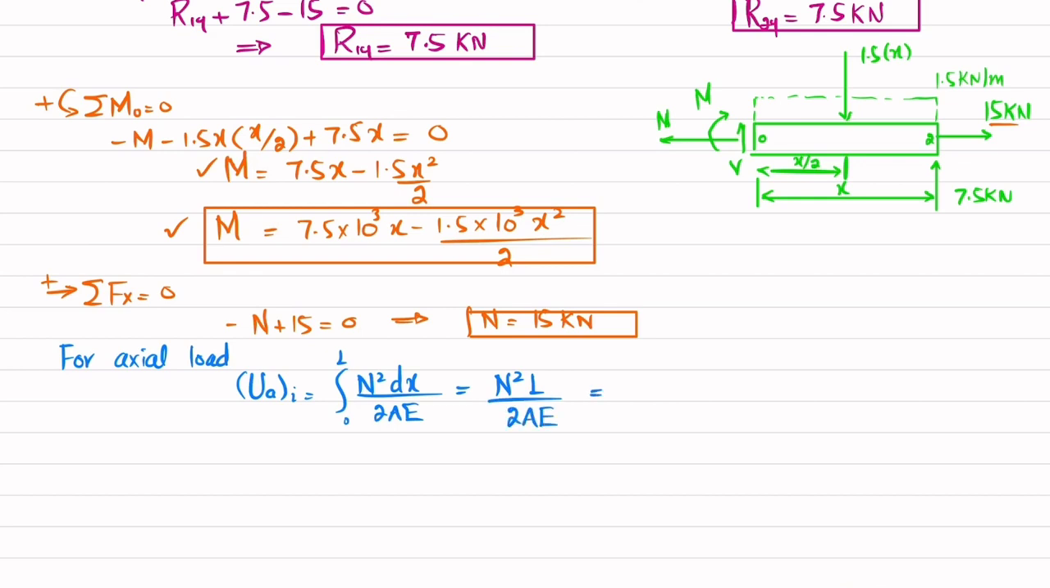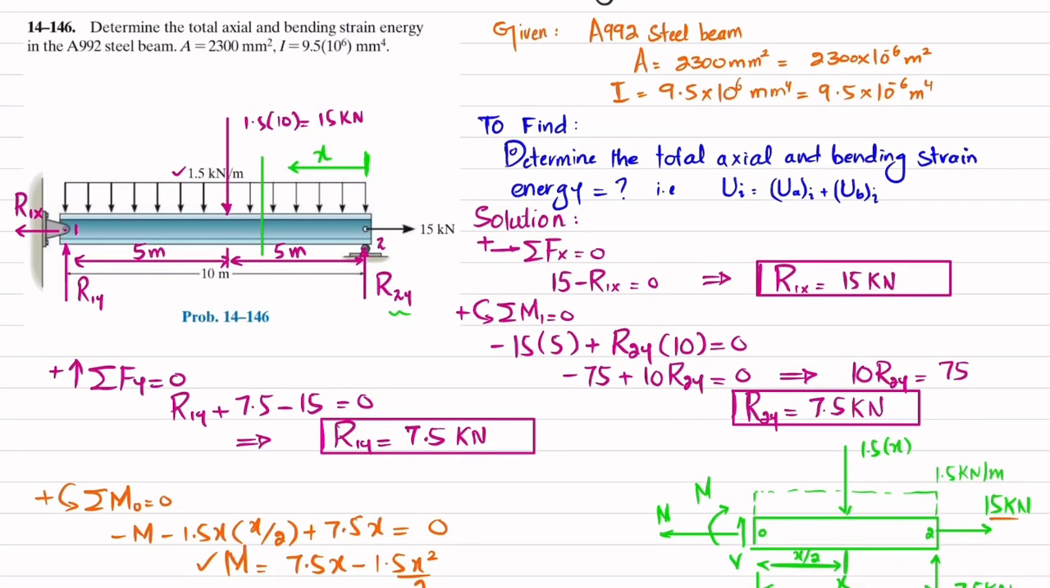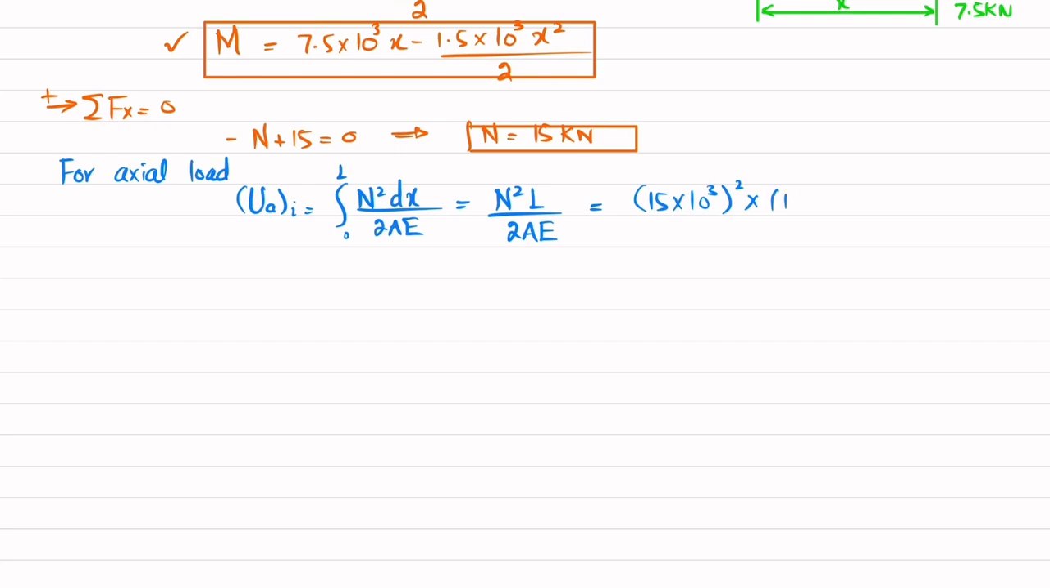So you have all the values. N is 15 kilonewton, so 15 into 10 to the power 3. What about the length of the beam? The length of the beam is 10 meter. So I will write multiply by 10, divide by 2 times area.